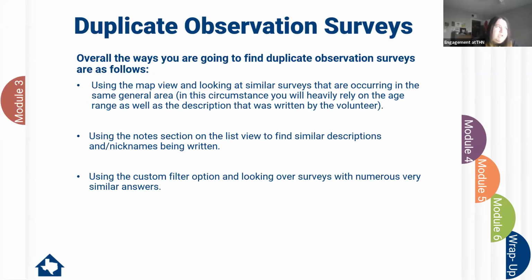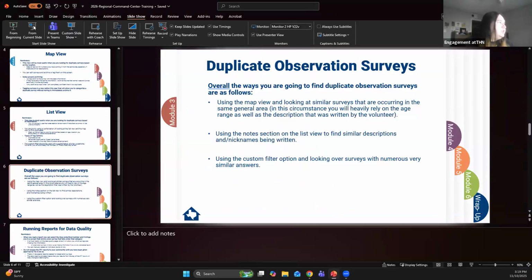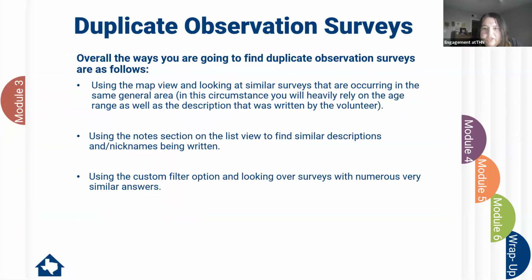So overall, the best ways that you're going to find duplicate observation surveys are using the map view and looking at similar surveys that are occurring in the same general area, especially if they are of the same description, or what is written in the notes section. Using the notes section and the list view to find similar descriptions based on the nickname and the physical descriptions that are given, and using the custom filter option and looking over surveys with numerous very similar answers. All right, so let's go ahead and switch real quick again back to the Command Center.